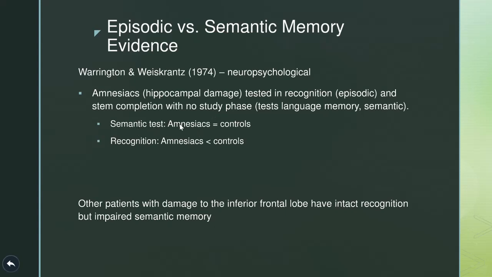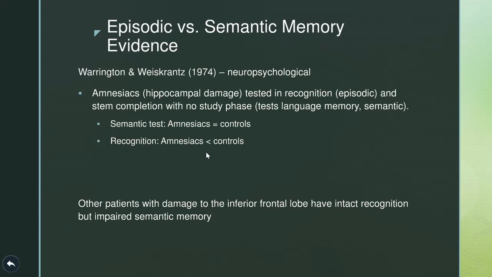So on the semantic test, the amnesics were equivalent to the controls, right? So their knowledge of language was equivalent, but on recognition, they struggled. They were kind of like patient HM. They performed more poorly than controls on recognition. So that shows you a dissociation there.